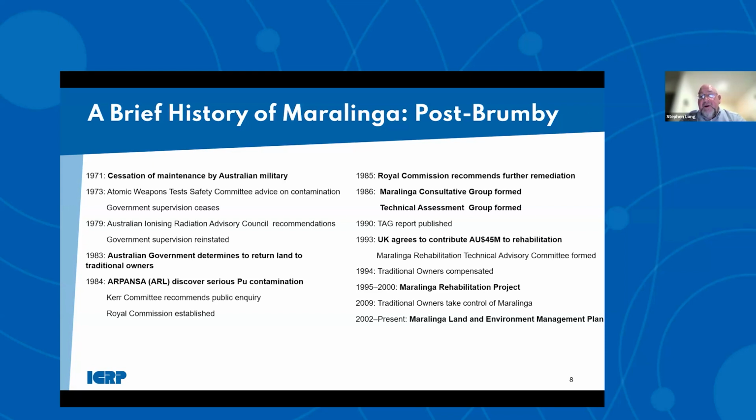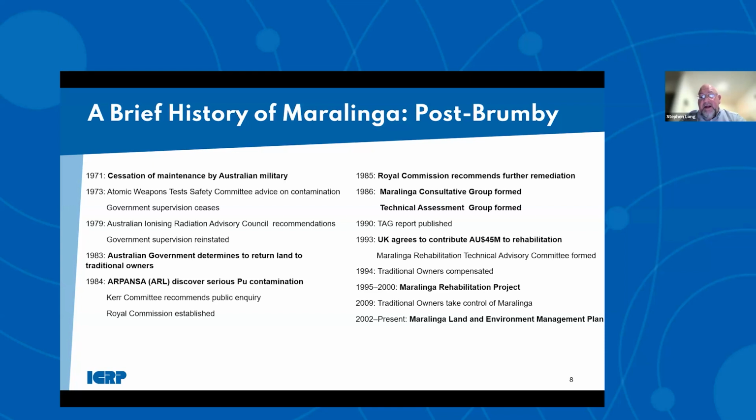The Technical Assessment Group then undertook 4 years of characterising the site and determining various methods to reduce the contamination on site, and made some recommendations to the government. The Australian government then pursued the British government for contribution to the remediation of the site.